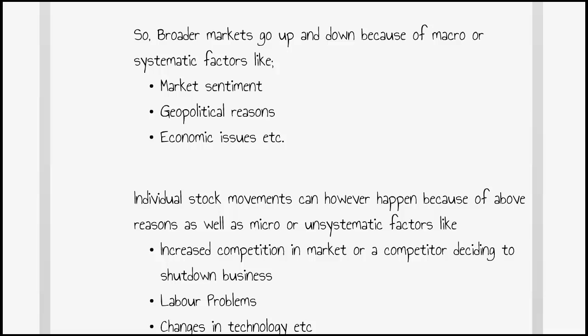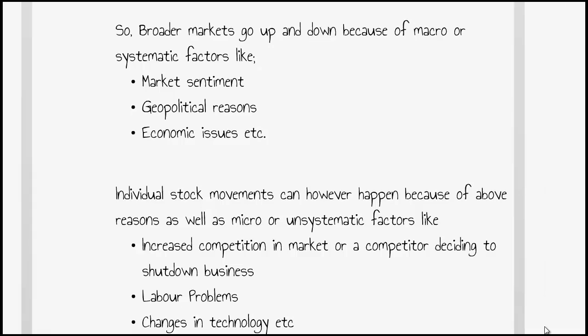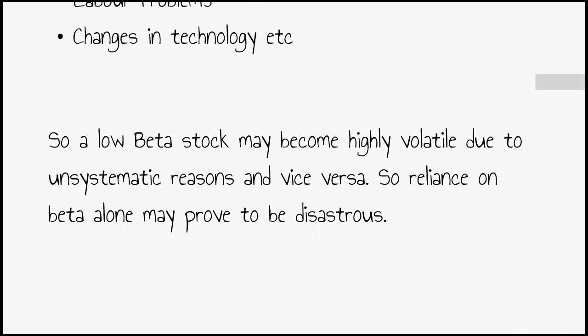Well, broader markets generally go up or down because of macro or systematic factors like market sentiment or geopolitical reasons or economic issues, etc. However, individual stock movements can also happen because of factors like increased competition in a micro market or labor related problems or changes in technology or preferences. So a low beta stock may become highly volatile due to unsystematic reasons, and a high beta stock might not be so volatile at a point of time because of, again, unsystematic reasons. So reliance on beta alone might prove to be disastrous.